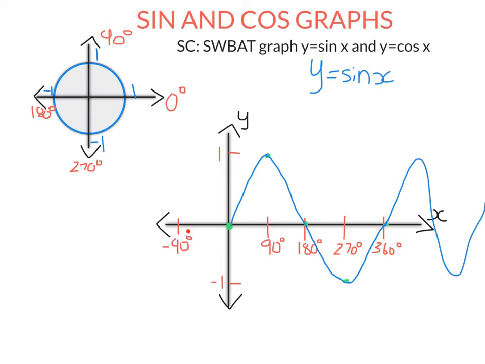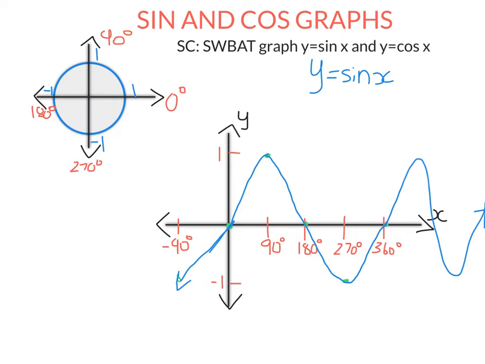So sine of minus 90, if you add 360 to minus 90, you get 270. So sine of minus 90 will be down here at minus 1. So this is a continuous function. You can substitute in any value of x. This is what y equals sine x looks like.